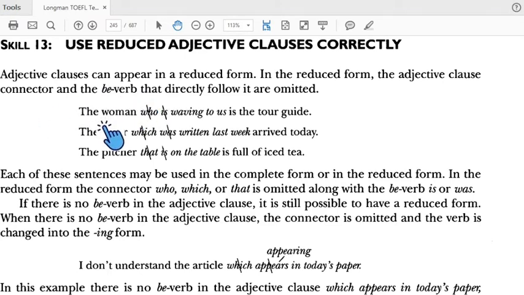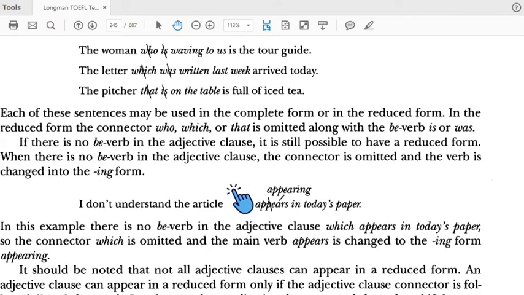For example, the woman who is waving to us is the tour guide. Okay, subject, verb, but we reduce who and is. So the sentence will be: the woman waving to us is the tour guide. Next, the letter which was written last week arrived today. Subject, verb. So if we want to reduce, we omit which and was. Like this one, that and is, we omit it.